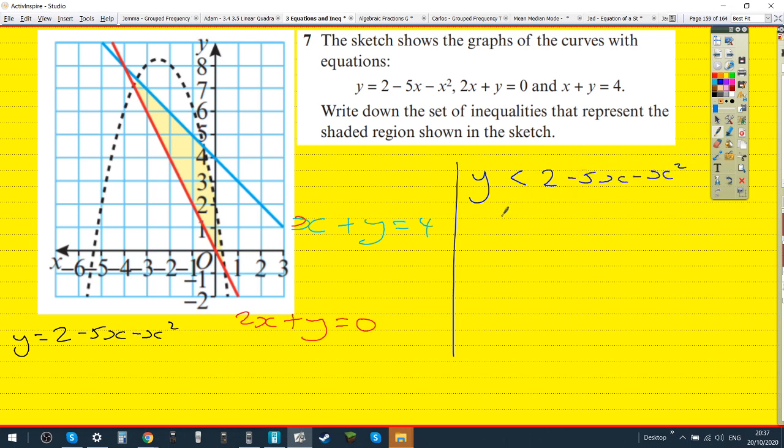For the other ones, let's make it y equals. For the other two, what would they be? So for the red one, you just minus 2x on both sides. So it'd be y equals minus 2x. Yeah. And the other one, you just put minus x. So it'd be y equals 4 minus x. Yeah, and so use that for the other two.